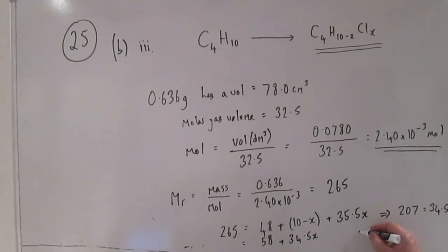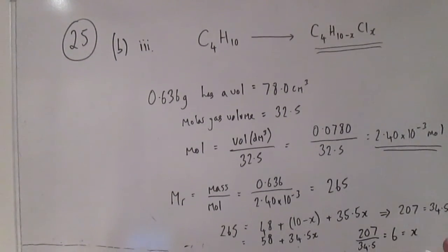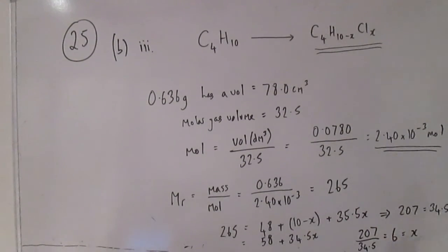And so 207 divided by 34.5, which comes out to be exactly 6, is equal to X. Okay, so that's the algebraic way of doing it, which is sort of the most elegant way, but if you hate algebra, as I say, you could do it by trial and error and that would be fine. So X is 6. In other words, the formula of the compound is C4H(10 minus 6, which is 4)Cl6. That is the answer.